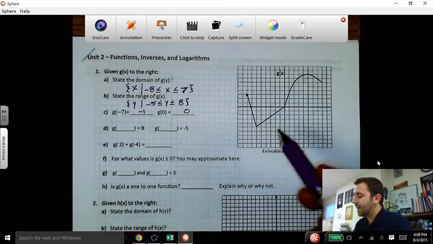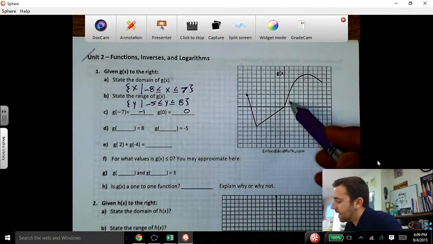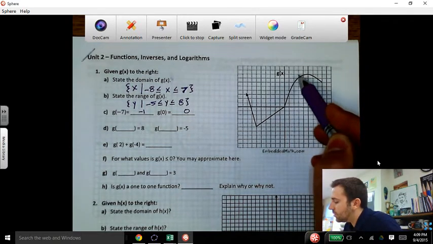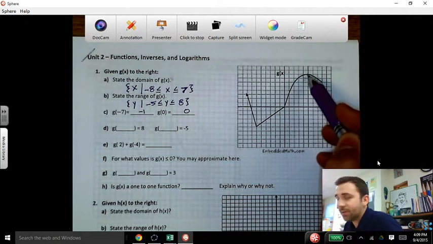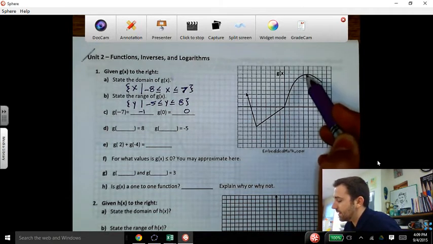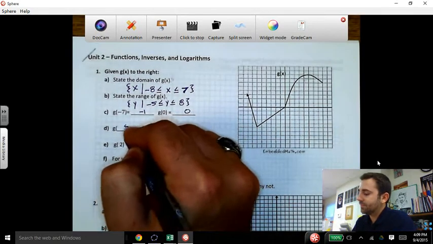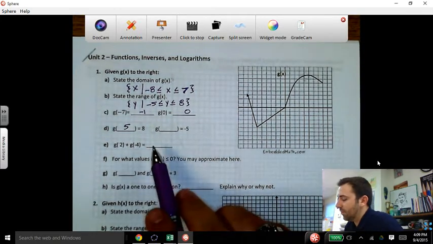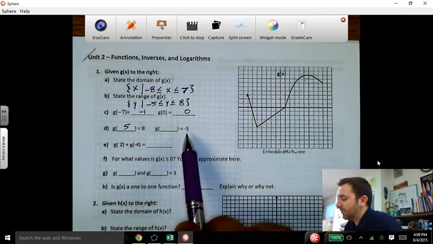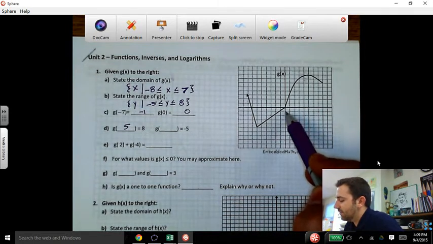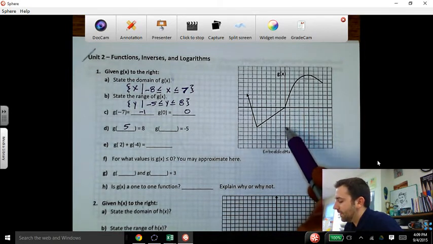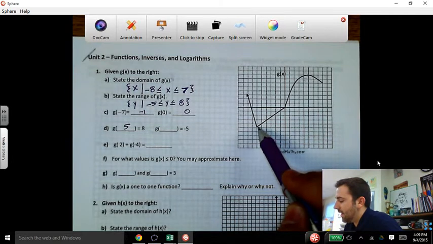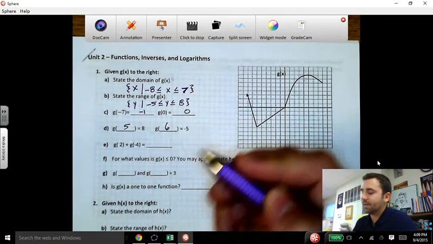So if I have a range of 8, I look on the y-axis to 8 and go to that point where the function crosses at 8, and I see that my x value when y is 8 is 5. For when the range value or the y value is -5, I would count over and find that my domain value or input value would be 6.